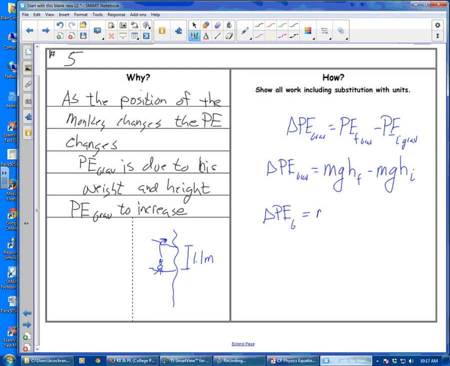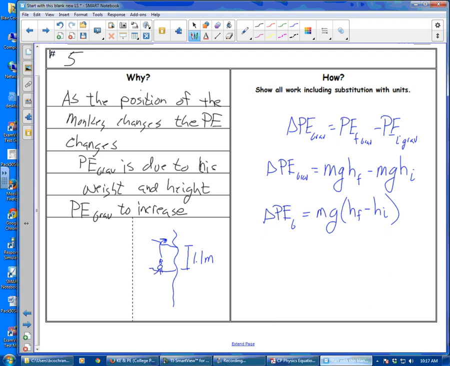And so I'm just going to group some things together here. H final minus H initial, right? Just pulled the mg's out. Yes? No? Maybe? Yeah.